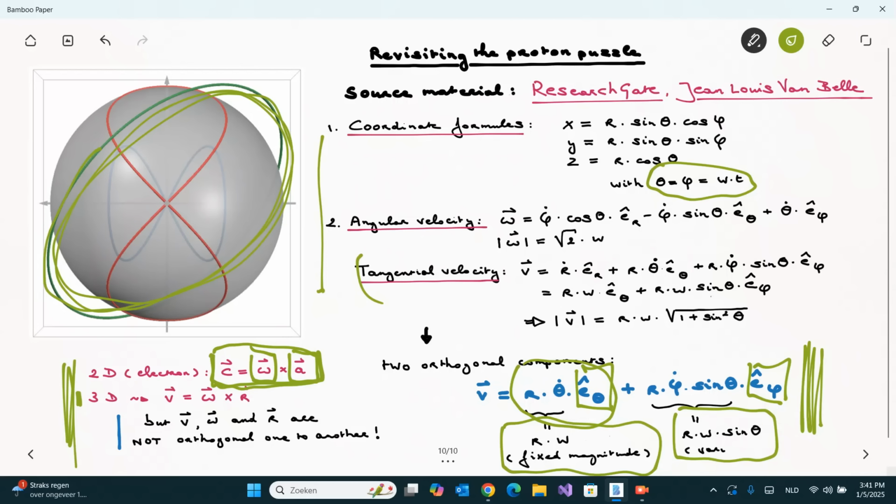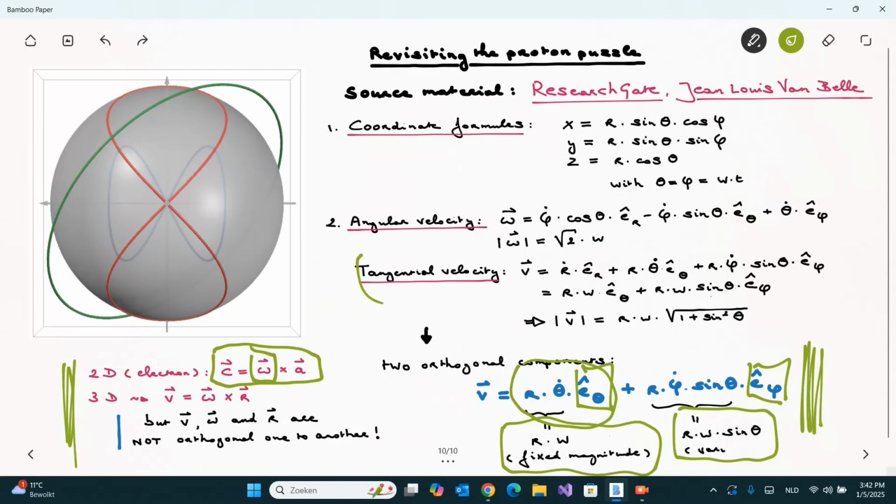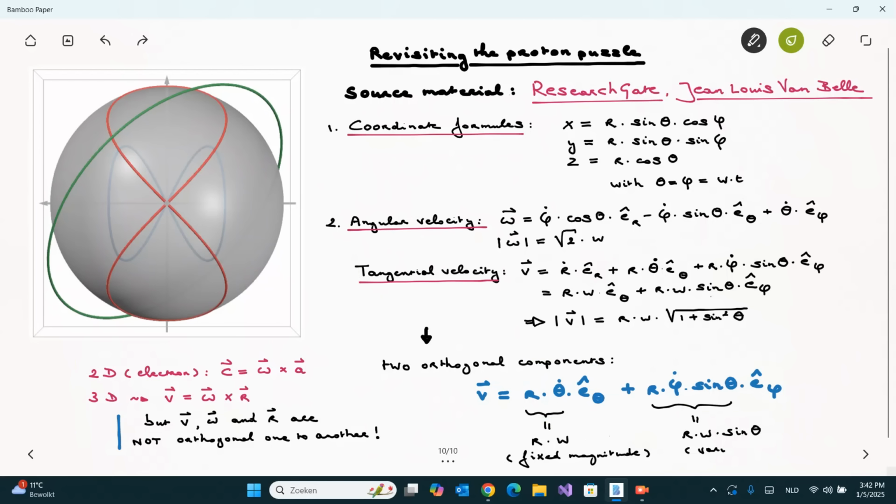I'm probably rambling now. But what we have here is that these formulas show that the tangential velocity is a product of the angular velocity times the radius vector. Let me clean up here. So the formula applies, but these three vectors are not orthogonal to one another. And so again, that for me was puzzling.